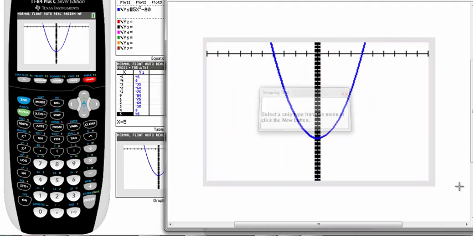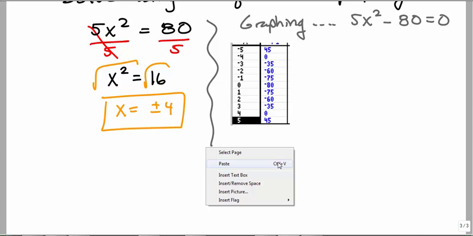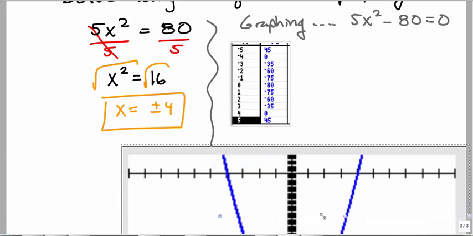See if I can get one without all that background. There we go, that one looks cleaner. And we'll paste this in as well.